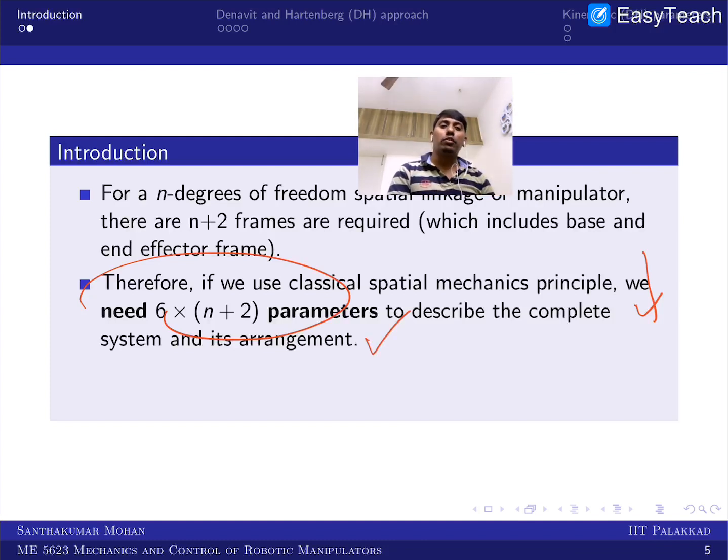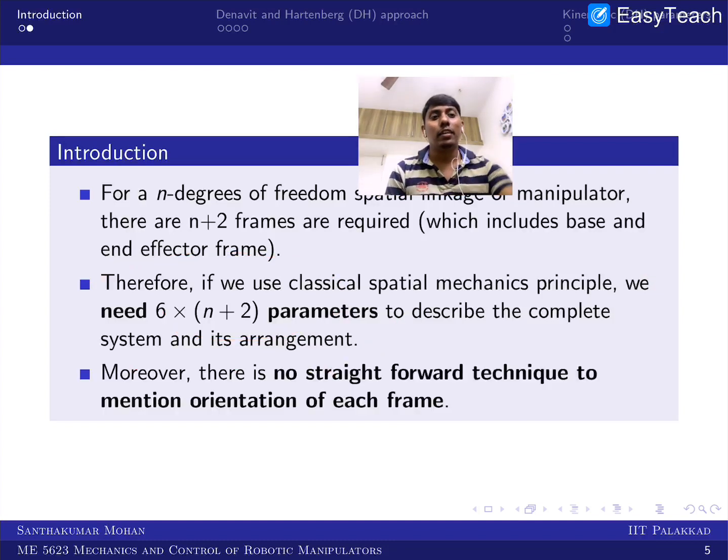Then the other focus: we have gone through composite rotation. For composite rotation itself, there are several ways to represent it. One we have seen is the Winkel angle, the other is the Cardan angle, and there are other Euler angle approaches. So there is no unique way. Further, the orientational parameters are not straightforwardly described; they are described in the form of matrices. Even with screw transformation, in the end you have to represent it in terms of matrices. So what is the bigger setback here? There is no straightforward technique to mention the orientation of each frame.